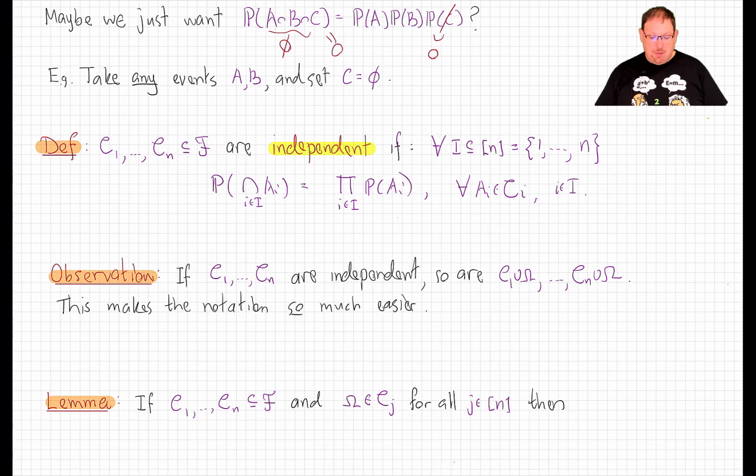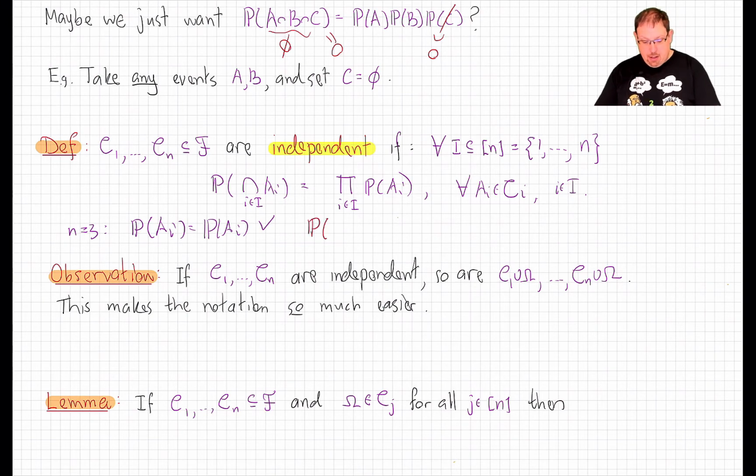That's a bit of a mouthful. Let's look at an example with n equal to 3. With n equal to 3, let's look at all subsets of the set 1, 2, 3. There are, of course, 8 of them. If we take the empty set, then the statement here is vacuous. If we take the 3 one-element sets, then those are just the statements that the probability of Ai is equal to the probability of Ai, which is automatic, so we never need to consider that. How about the 2-element sets? Those are the probability of Ai intersect Aj, where i is not equal to j.